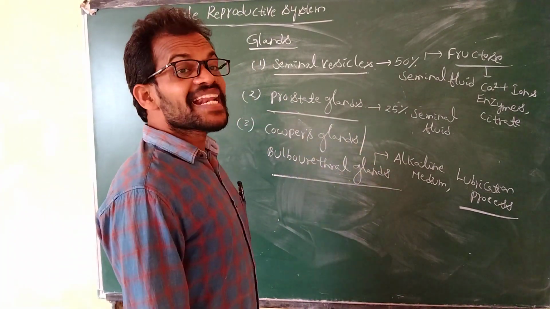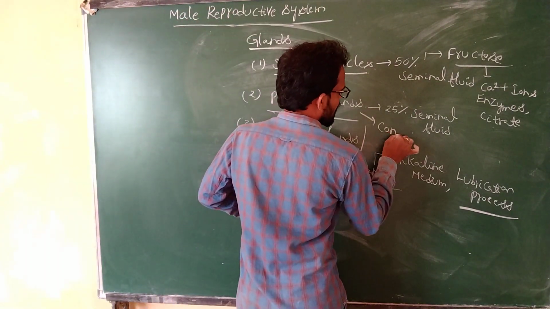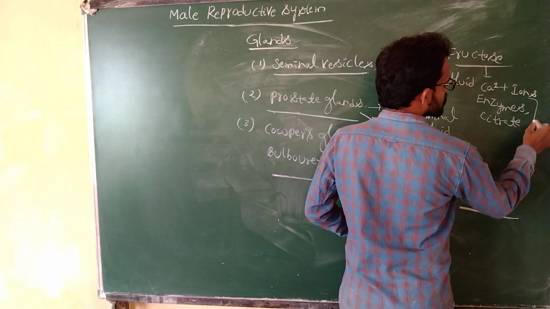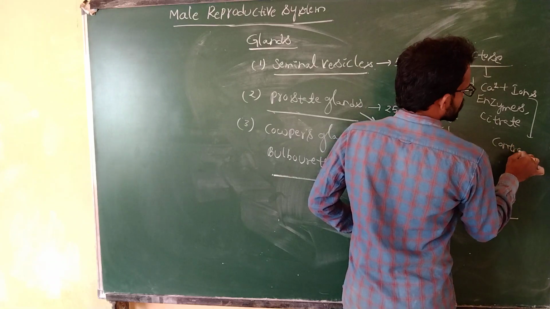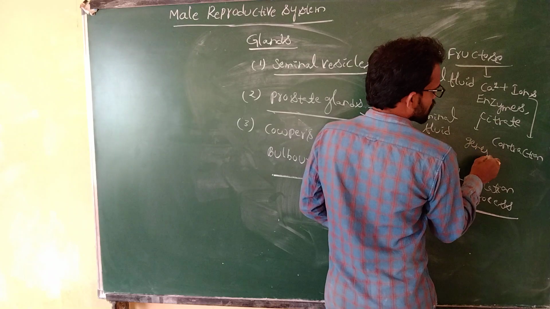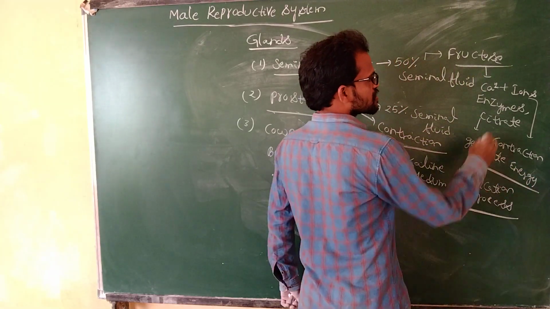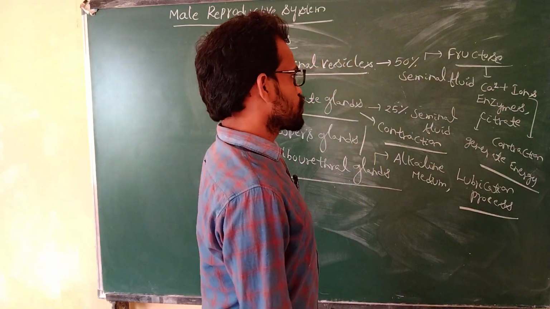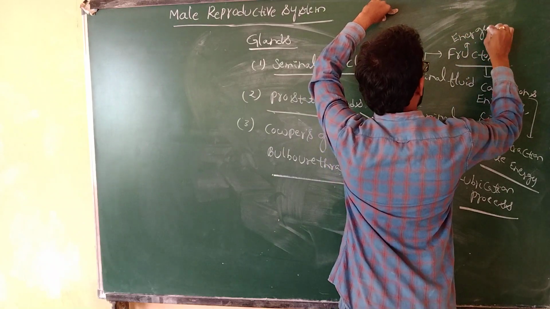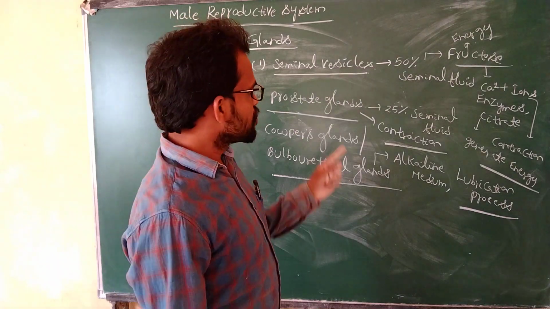The prostate gland is helpful for the contraction process, and calcium is also helpful for the contraction process. It also generates energy. Fructose will provide energy.